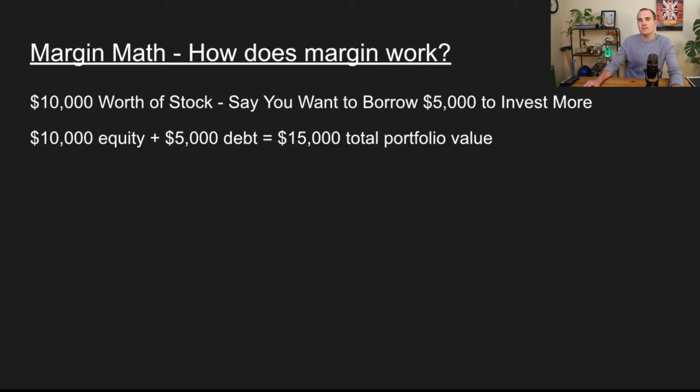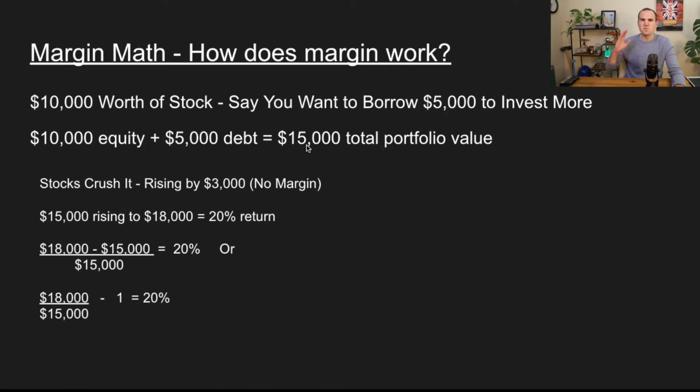So as we mentioned, margin allows you to borrow against assets that you own. So let's say you have $10,000 worth of stock, but you want to take a margin loan to invest more. You can do that. So let's say you want to borrow another $5,000. So you have $10,000, what's called equity, and I know that's confusing because stocks can be called equity, but this equity is talking about the money that's in the account that's your money. So you have $10,000 to start, and that is your contribution to the account, your equity, and there's $5,000 worth of debt. So you have the $10,000 of equity, the $5,000 in debt, you have the $15,000 total portfolio value.